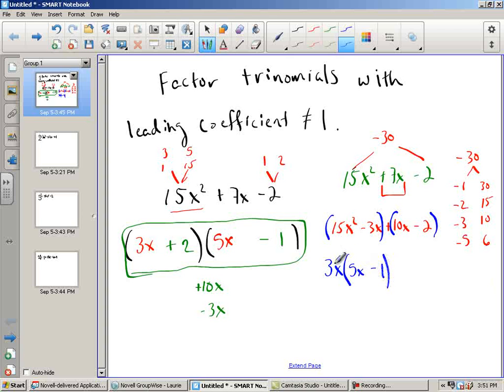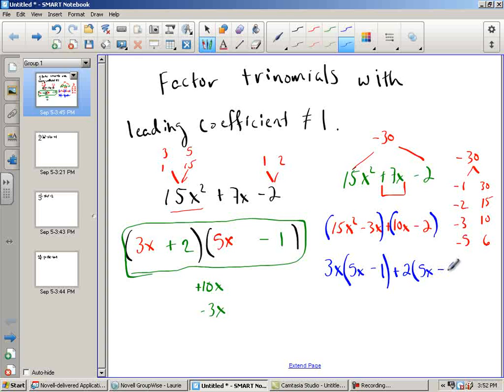And we can check by distribution. 3 times 5 is 15, x times x is x squared. 3x times negative 1 is negative 3x. Plus, what do these two have in common? A 2. And what would be left over?